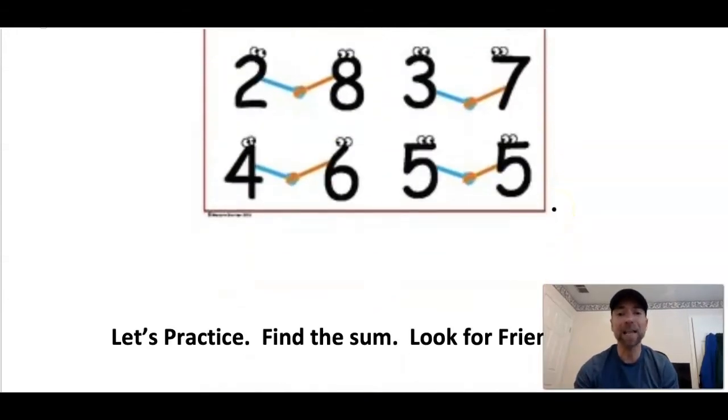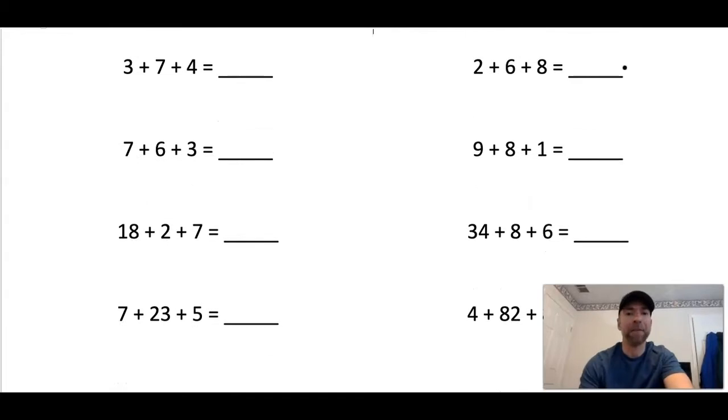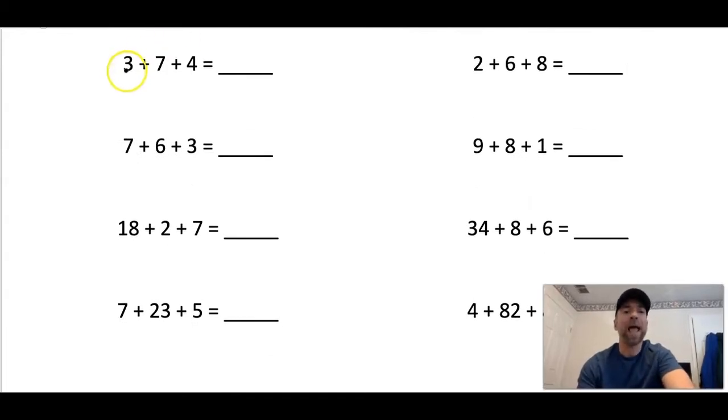All right, so let's take a look. Let's practice. Find the sum. Look for friends of 10. So let's take a look. Let's see what we have here. Our first one, I have 3 plus 7 plus 4. Can anybody see a friend of 10?